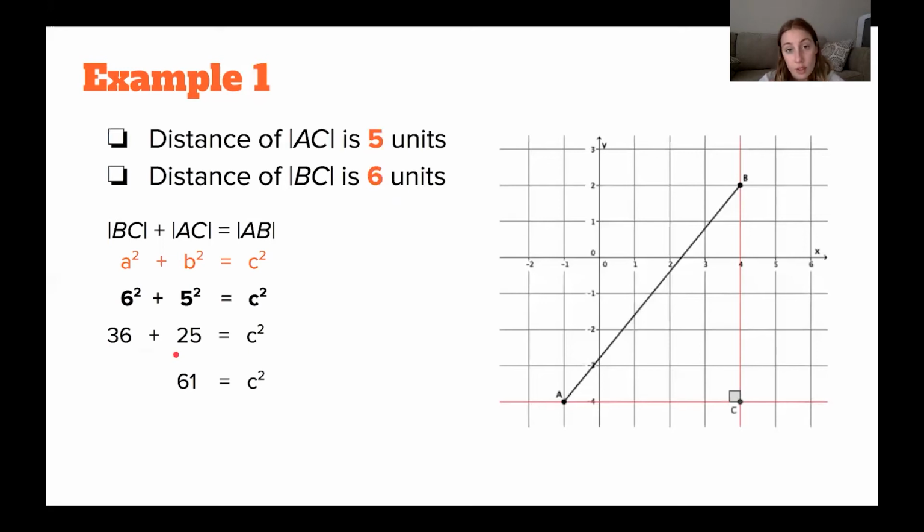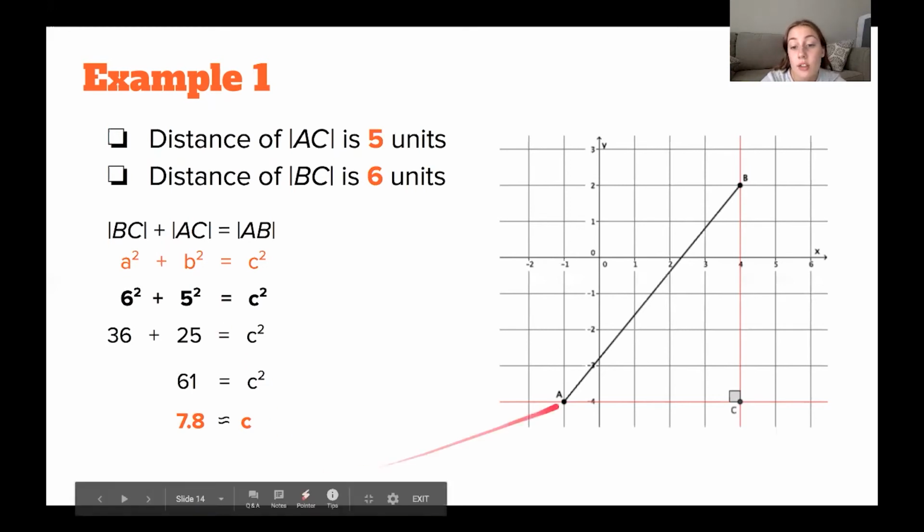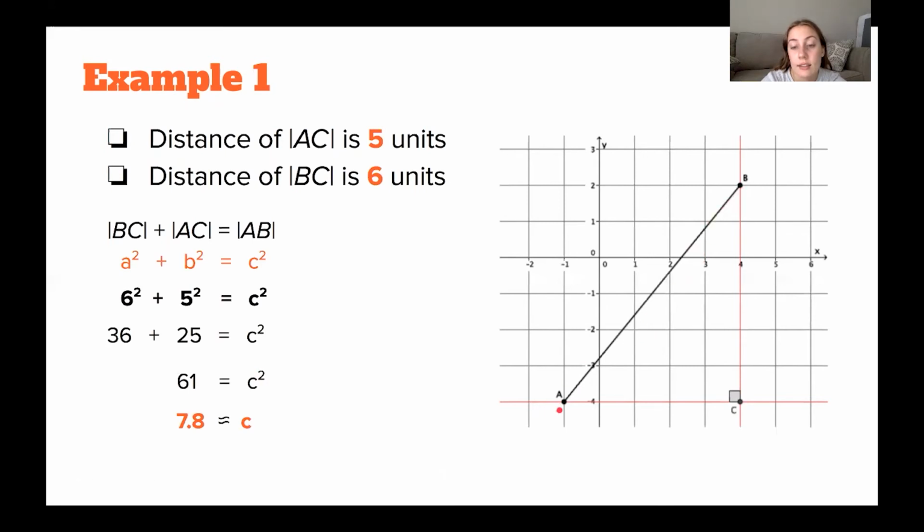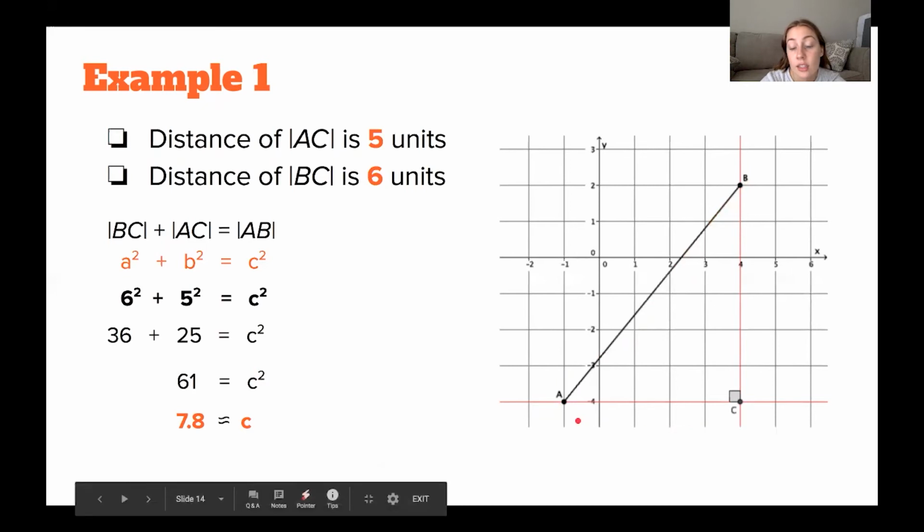So how do we get rid of a square? We find the square root of the number. So the square root of 61 is 7.8. Like I said, this is not a whole number, so it's the closest thing we can get to the right number. It's going to be 7.8 because 61 does not have a perfect square. So C, our hypotenuse, is going to be 7.8, which, like I said, 5, 6, 7.8 is still bigger.